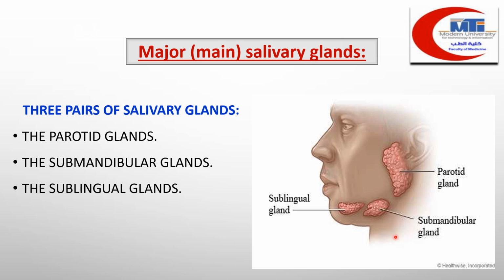The parotid gland is located below and anterior to the ear on either side of the face, while the submandibular gland is located between the mandible and muscles of the floor of the mouth. The sublingual glands are located in the floor of the mouth on either side of the frenulum of the tongue.